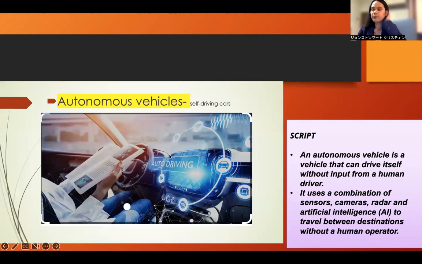For example, this is my slide: autonomous vehicle, self-driving cars. This is my script. I have 2 sentences. An autonomous vehicle is a vehicle that can drive itself without input from a human driver. It uses a combination of sensors, cameras, radar, and artificial intelligence to travel between destinations without a human operator.